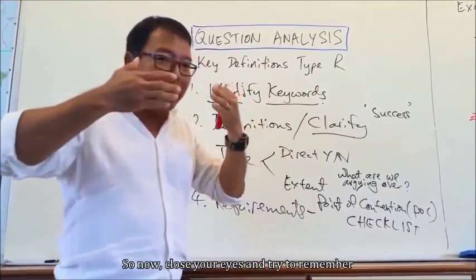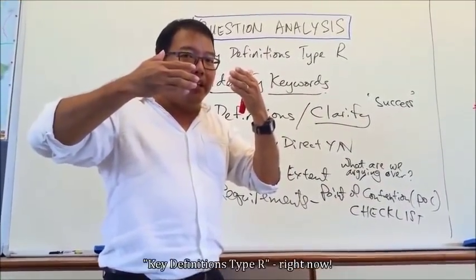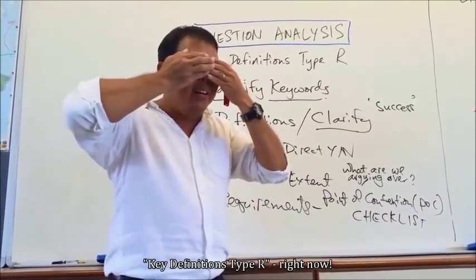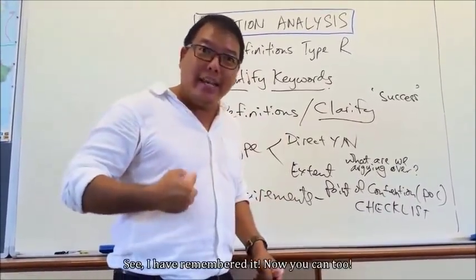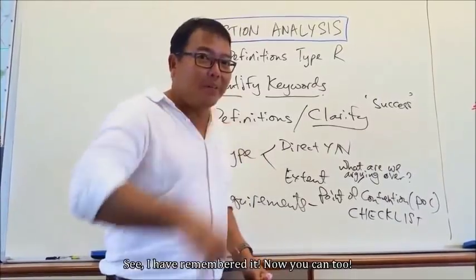So now close your eyes and try to remember key definitions type R. Right now, key definitions type R. See, I have remembered it. Now you can too.